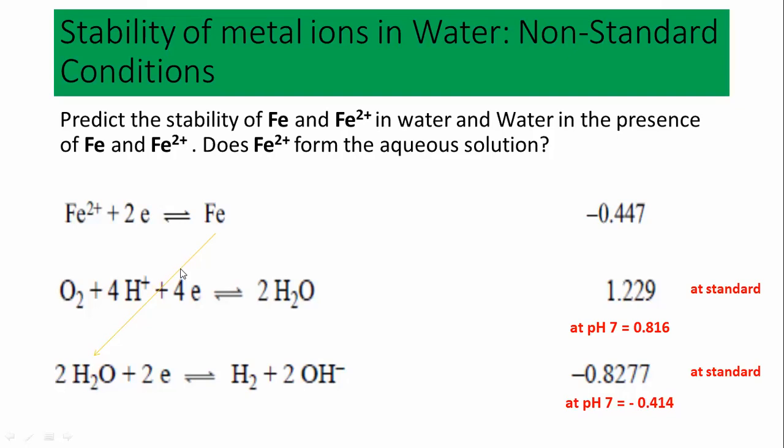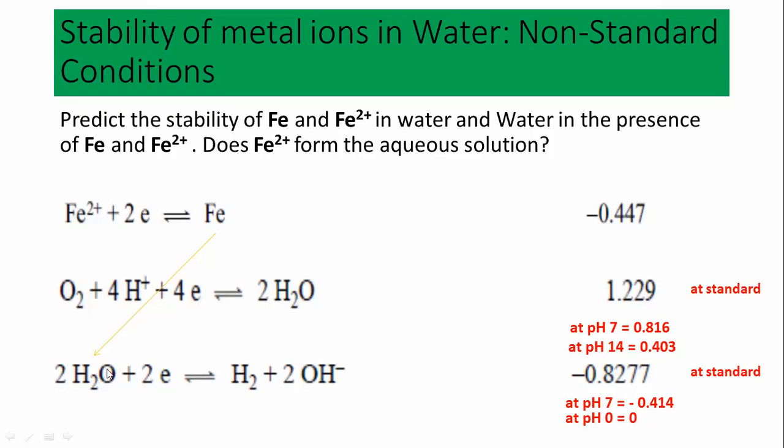Now consider again the possibility whether this iron is going to react with the water or not at pH 7. Again, this must be at the anode and this must be at the cathode. Now you can calculate E cathode minus E anode: minus 0.414 minus the value minus 0.447, and your answer would be positive. That means this reaction becomes a spontaneous reaction, having a positive cell potential at pH 7.